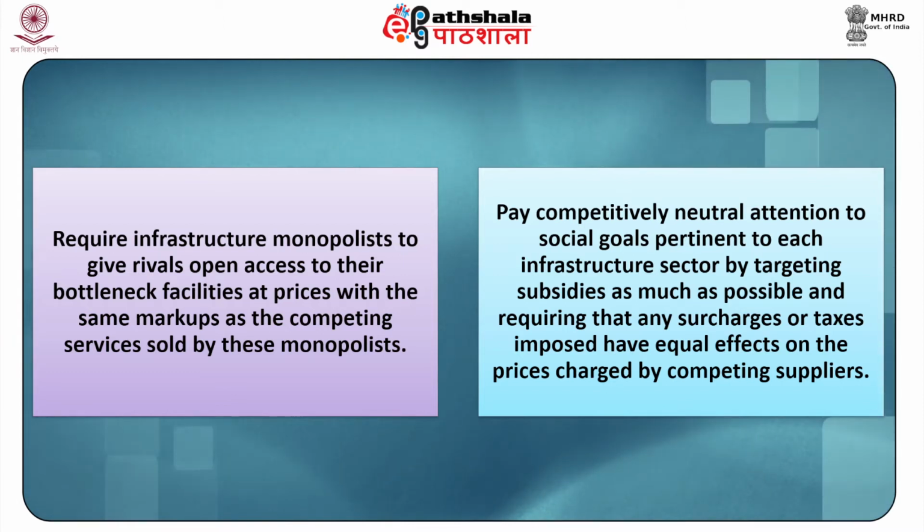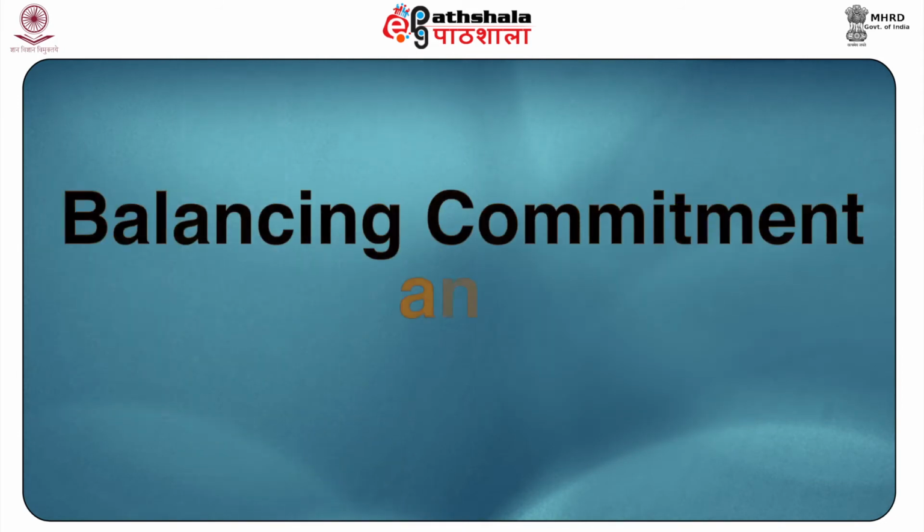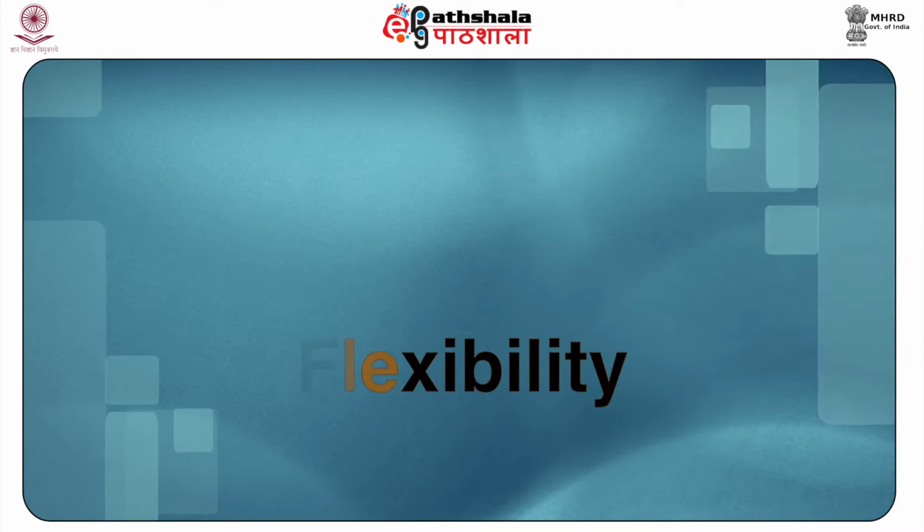Pay competitively neutral attention to social goals pertinent to each infrastructure sector by targeting subsidies as much as possible and requiring that any surcharges or taxes imposed have equal effects on the prices charged by competing suppliers. Next, balancing commitment and flexibility. To encourage efficient performance, a regulatory system must be able to adapt its mandate and rules in response to new challenges, circumstances, information, and experiences. Such flexibility is especially imperative in sectors experiencing rapid technological and market changes.